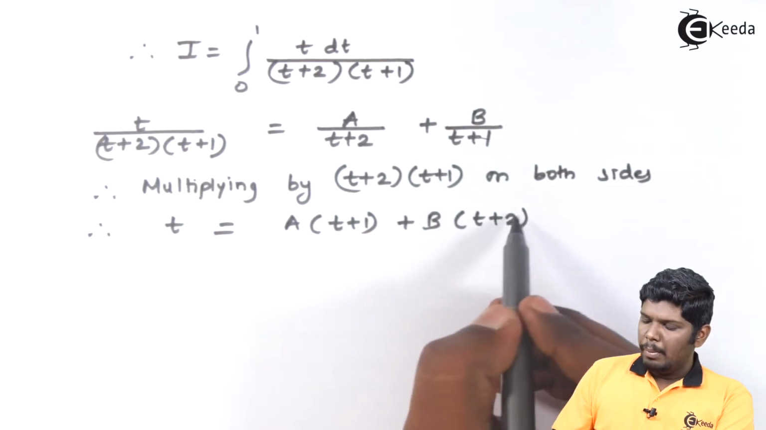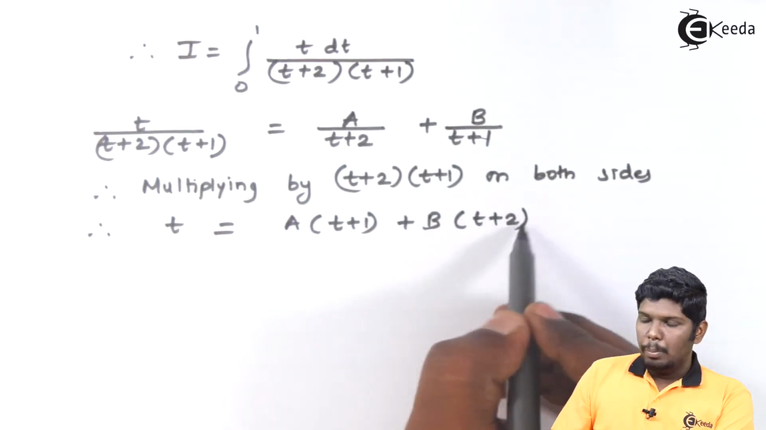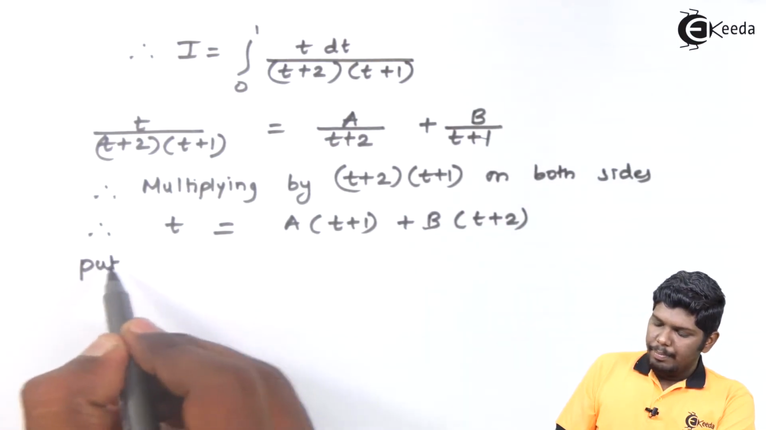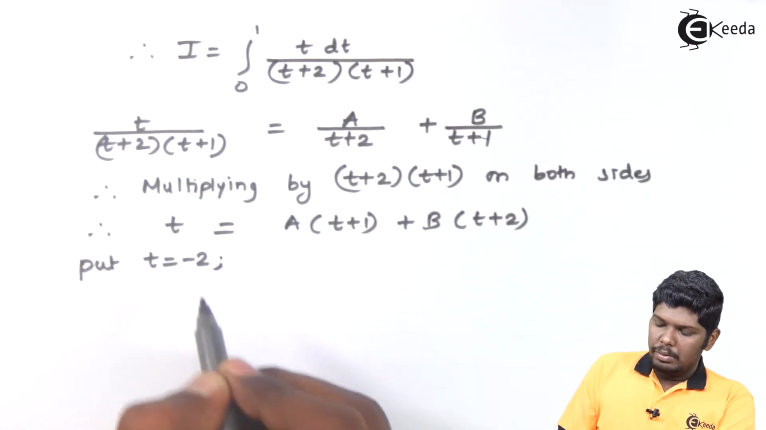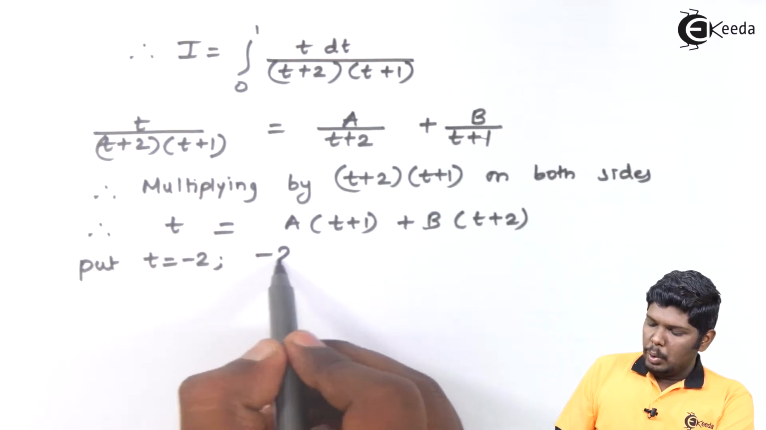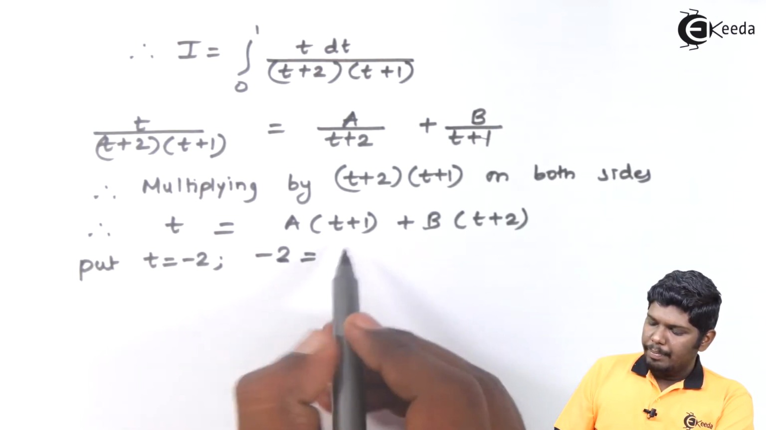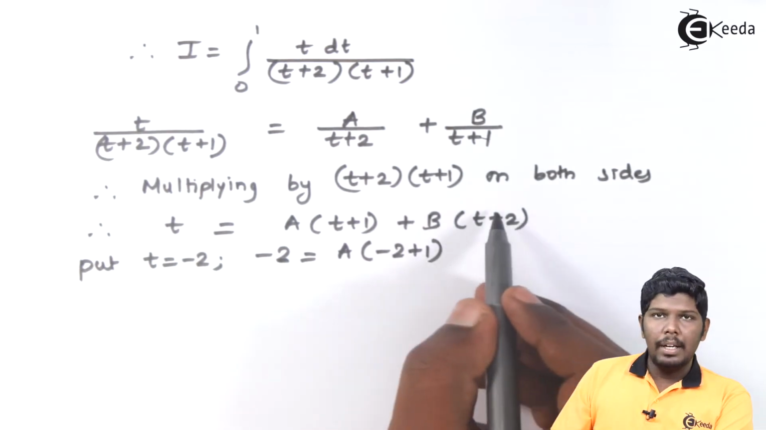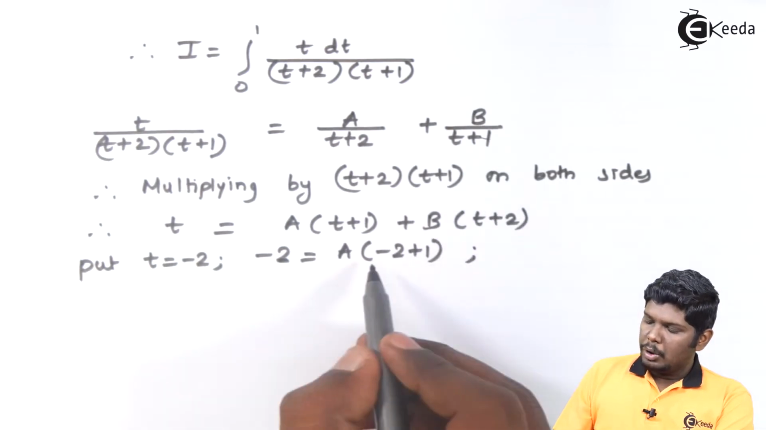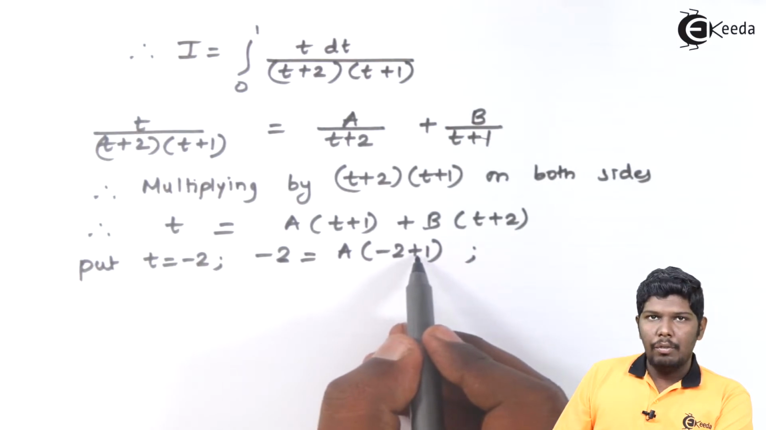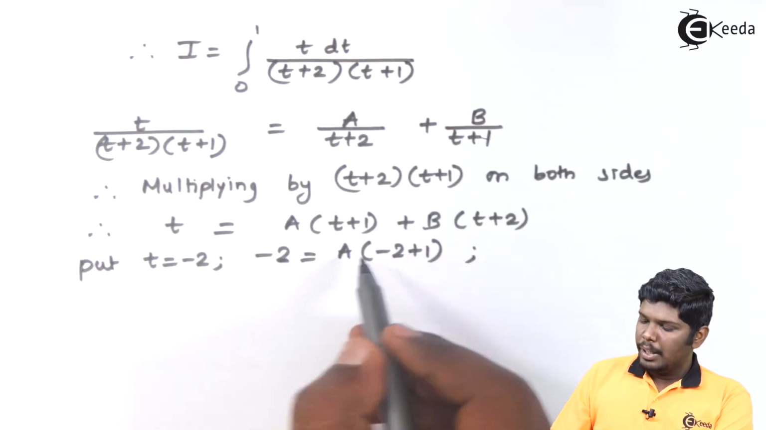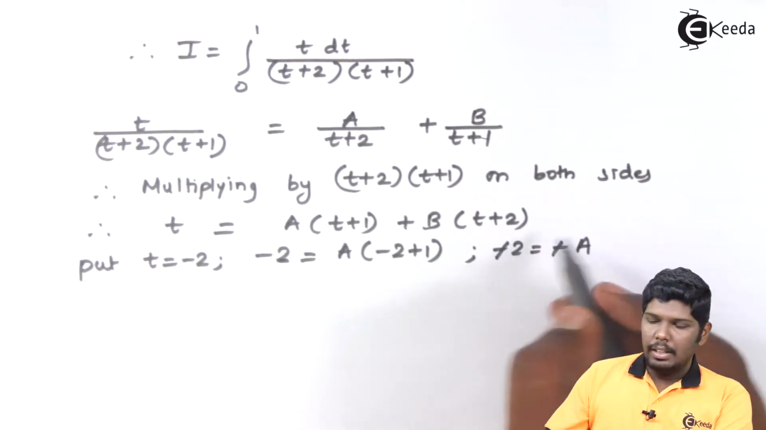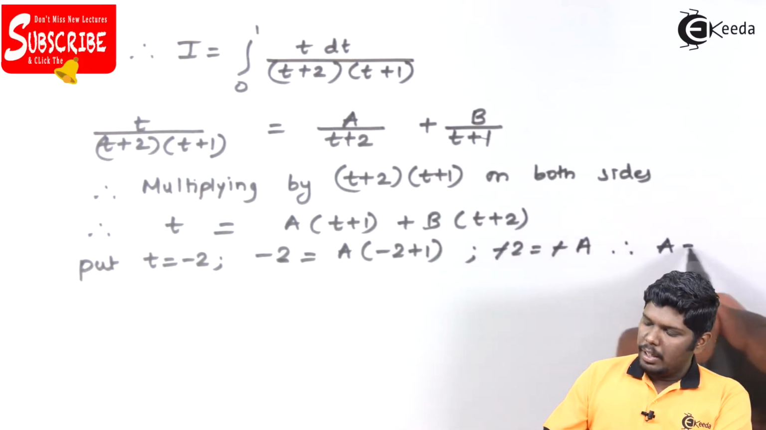To find a, we will make this first bracket 0. To make this 0, we need to put t as minus 2. Put t equal to minus 2. This will give you minus 2, the value of t, as a into minus 2 plus 1, plus the remaining part which is 0. On further solving, minus 2 plus 1 gives minus 1, and minus 1 into a is minus a. The minus will be cancelled, and therefore the value of a is equal to 2.